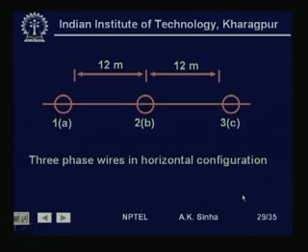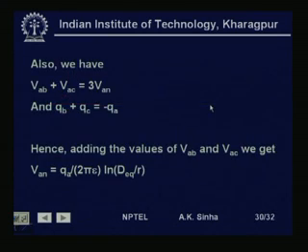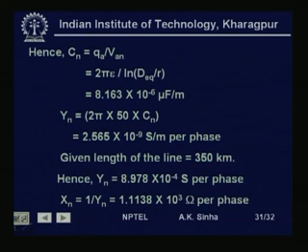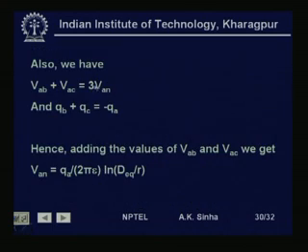So, substituting again the values for the system, we will get VAB and VAC, and we know VAB plus VAC is equal to 3 VAN, and also we know that QB plus QC is equal to minus QA. Therefore, adding VAB and VAC, we will get VAN is equal to QA divided by twice pi epsilon ln DEQ by R.